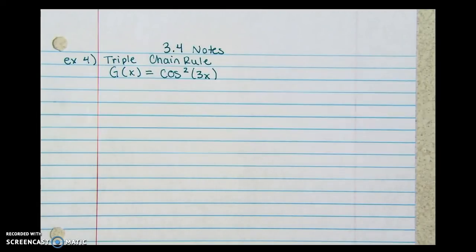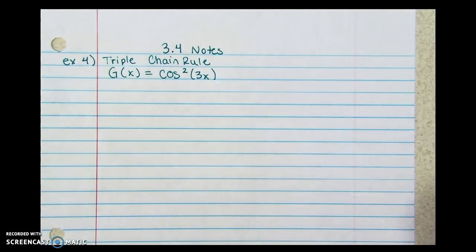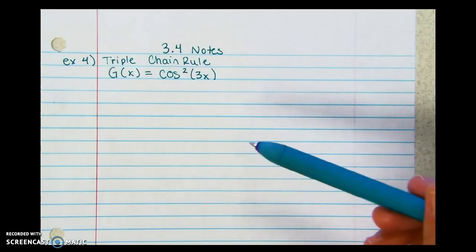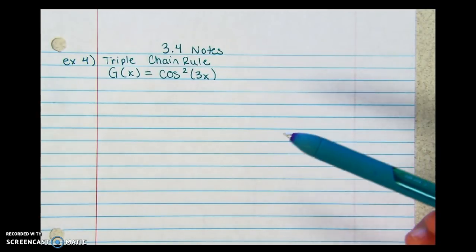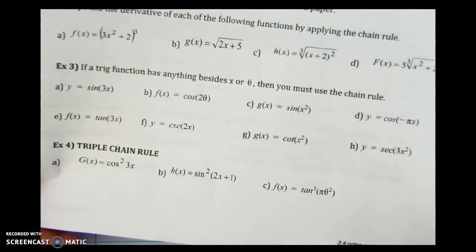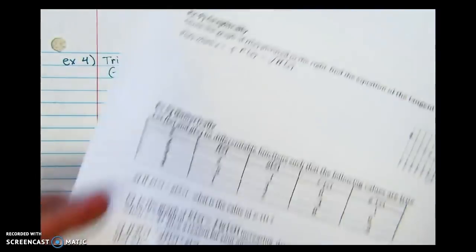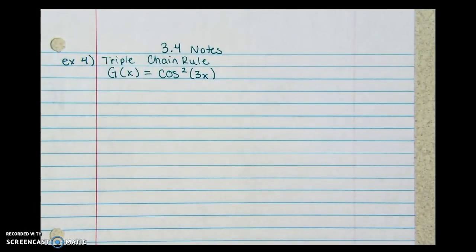All right, this is Mrs. Keener, and we're going to do some examples of the chain rule. The chain rule, you can never see too many examples. Each one's a little bit different, so it's good to see lots of examples. And we're going to try and get through example 4, the triple chain rule. That's where you use it 3 times. And then example 5 are the big 3. Okay, you ready? Here we go.